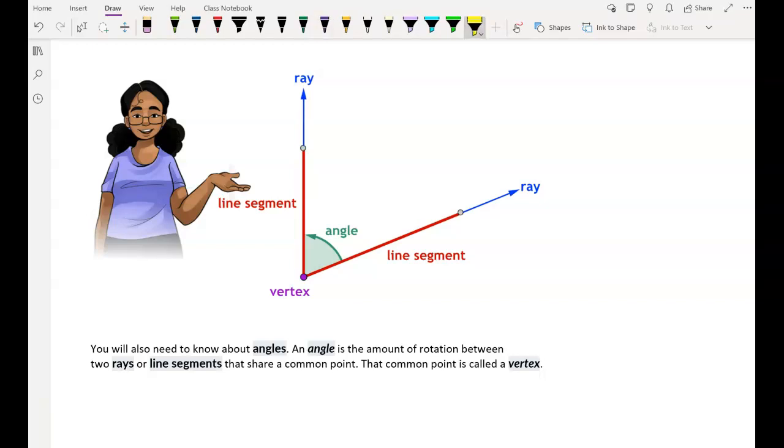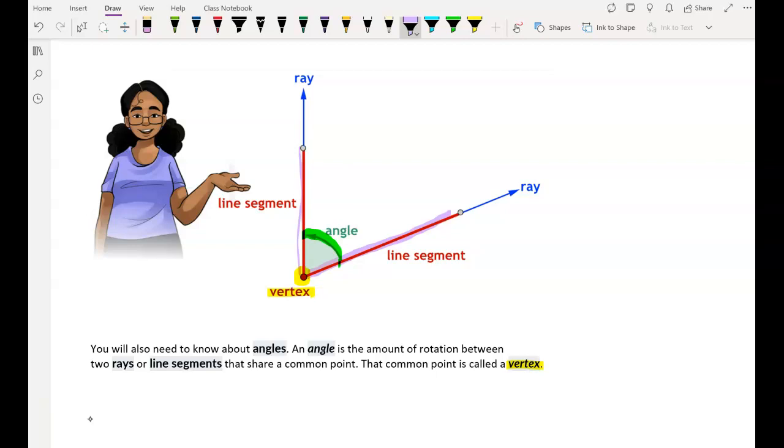An angle is the amount of rotation between two rays or line segments that share a common point. That common point is called a vertex. So here's the vertex right here. That's your vertex. And the angle is right here, as you can see. And that's between the two line segments or rays.